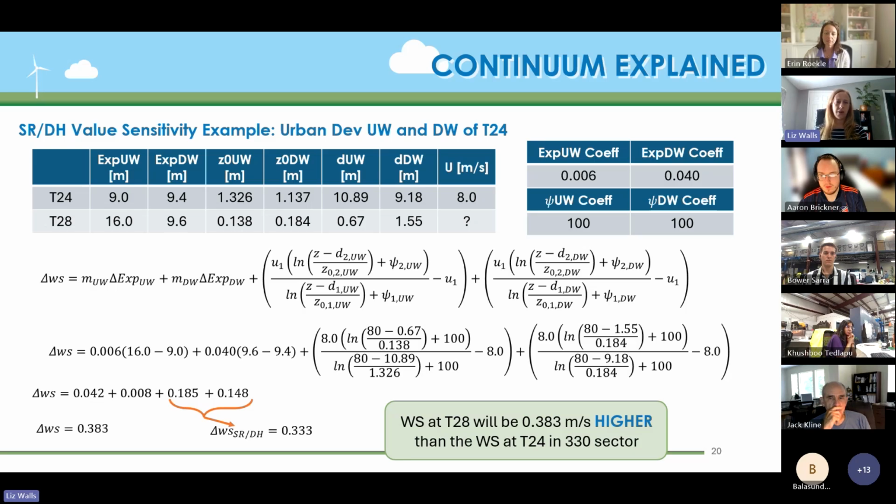And so in this model, it is estimating a change in wind speed of 0.38, with 0.33 of it due to the changes in the roughness and displacement height, specifically that urban development upwind and downwind of T24. So that should give you an idea of the variability and the sensitivity of the model to changes in roughness. So again, feel free to do some research on your own, play around with these parameters and see how they impact the resulting wind speed estimates.